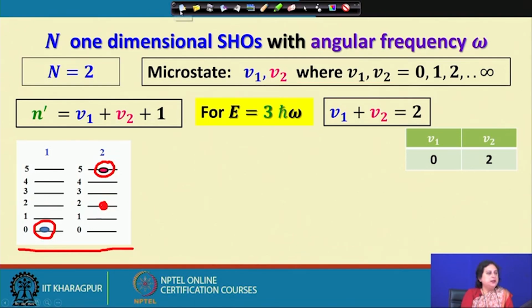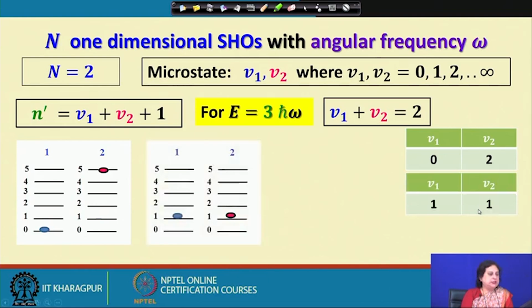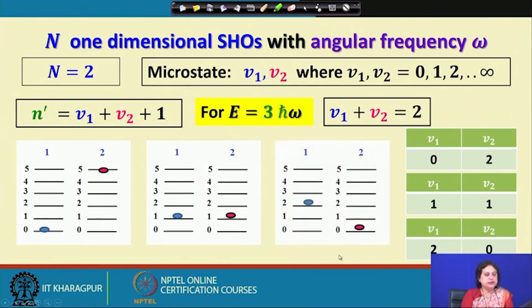Similarly, we can think about visualizing the pictures of other microscopic states. So, this is a microscopic state where oscillator 1 is present with V1 equal to 1 and oscillator 2 is present with V2 equal to 1. And the third possibility is that the first oscillator is having V1 equal to 2, but the second oscillator is having V2 equal to 0.